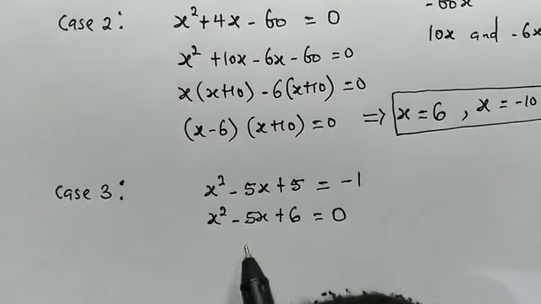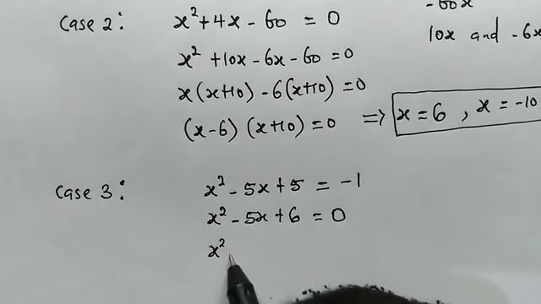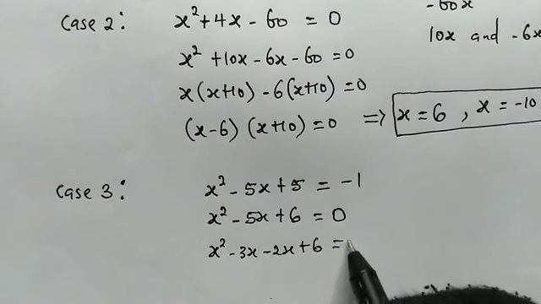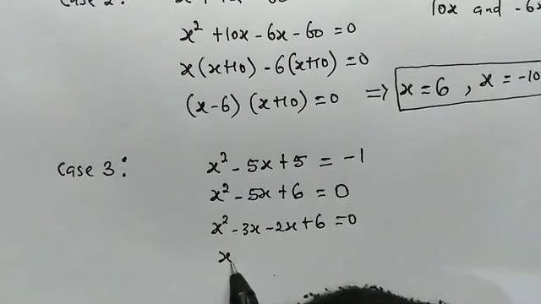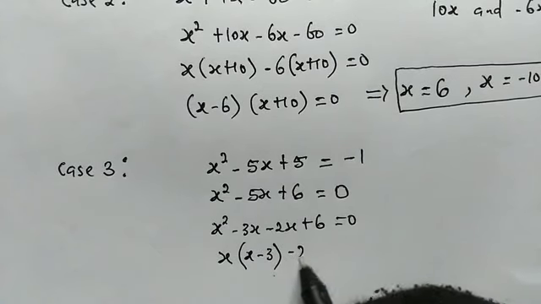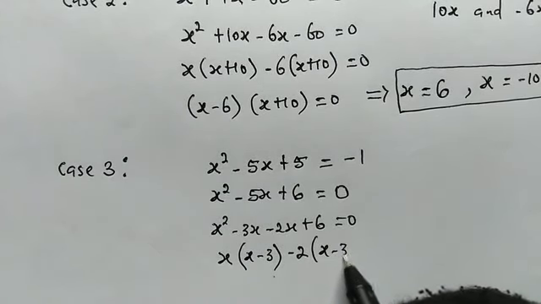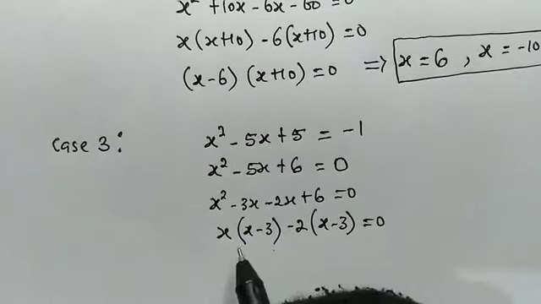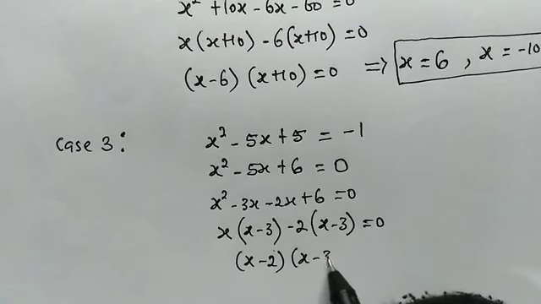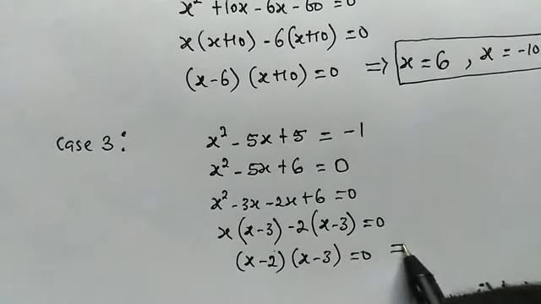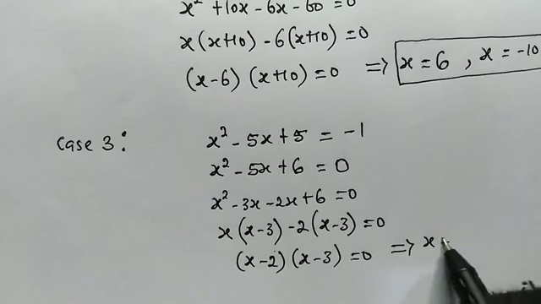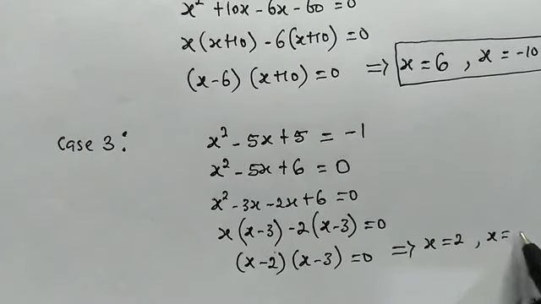So here we can factorize this, right? So here will be x squared minus 3x minus 2x, then plus 6, equal to 0. So factor out x from here, so we get x minus 3. Factor out negative 2 from here, x minus 3. This is equal to 0. So from here we factorize: x minus 2 multiplied by x minus 3 is equal to 0. So either this is equal to 0 or this is equal to 0. So we get x is equal to 2 and x is equal to 3.